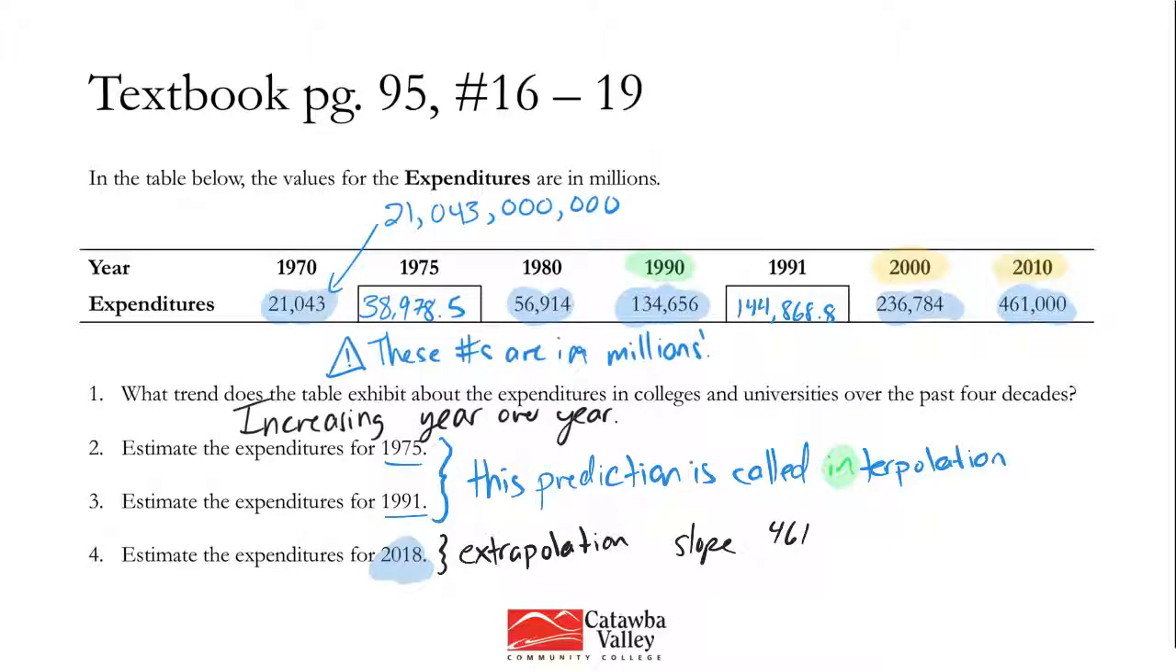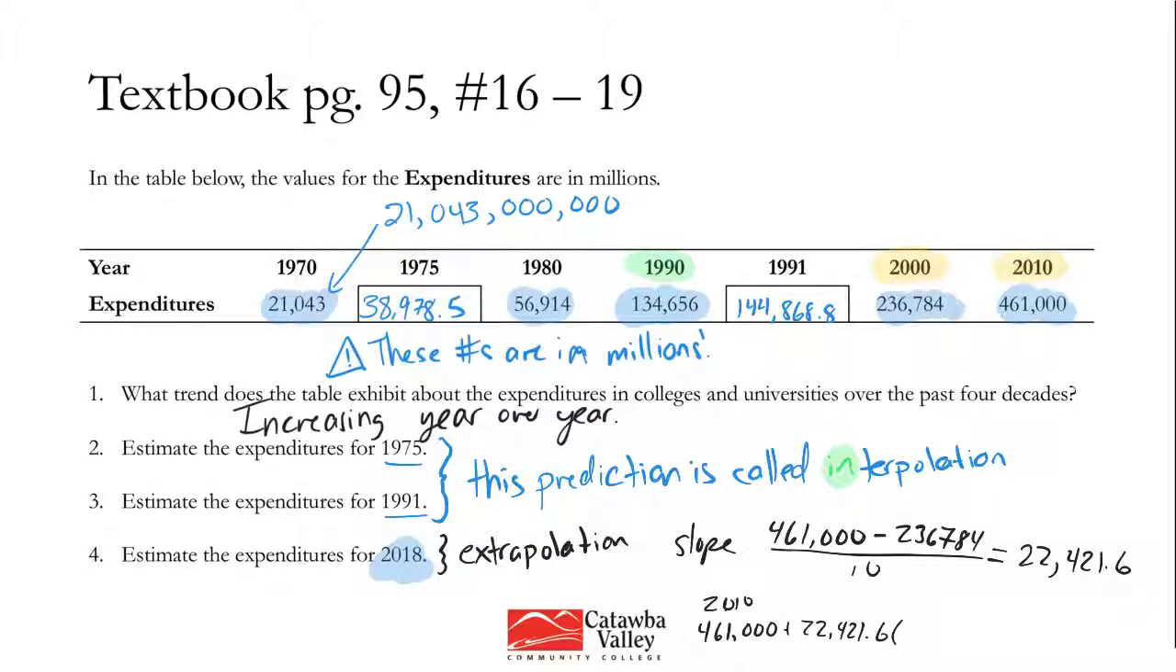So we would do 461,100,000 and then 236,784 divided by 10. And here we get a slope of 22,421.6, or actually 22,421,600,000 if I'm being technical, but that's how much it's changing. And then what we're going to do is take that number in 2010, when we had $461 billion in expenditure, and I'm going to add 22,421,600,000 written like that. And so there are 8 years from 2010 to 2018, so I need to multiply that change by 8.